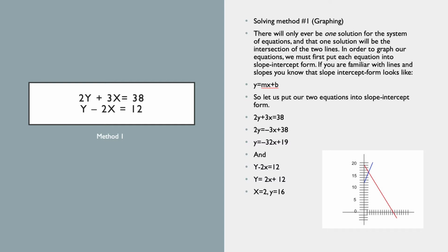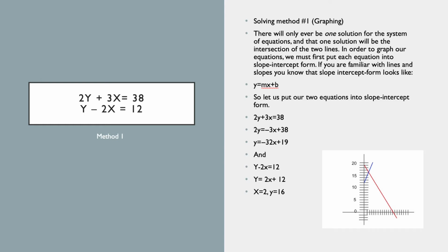Our 2y + 3x = 38. We're going to move our 3x to the right, making it negative 3x + 38, and then divide both of those numbers by 2 to give us a final answer of y = -3/2x + 19. We're going to do the same with the second equation, y - 2x = 12. We're going to move our negative 2x to the opposite side, making it positive 2x, and then it's going to give us the equation y = 2x + 12.